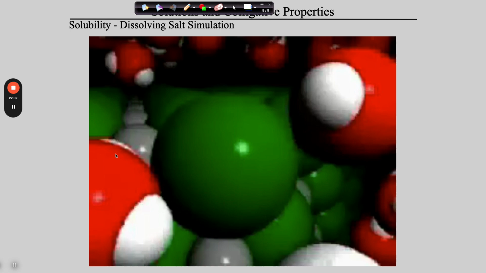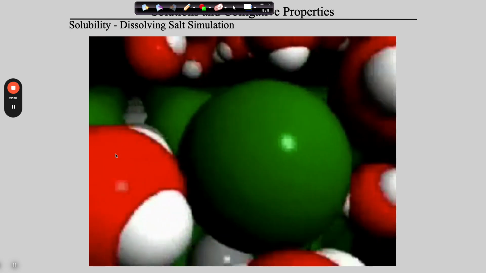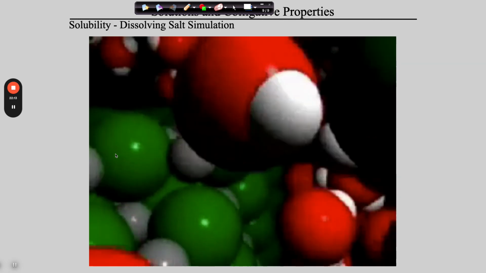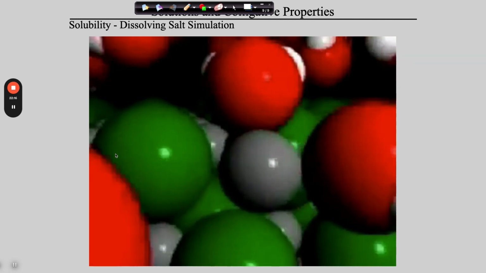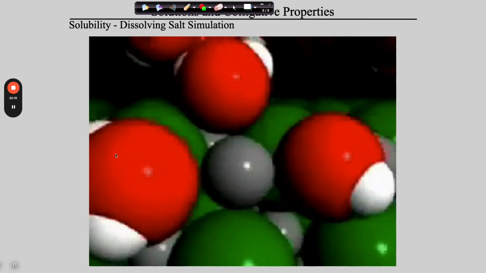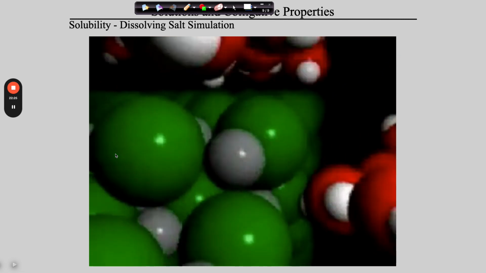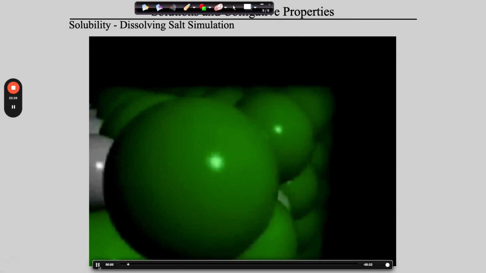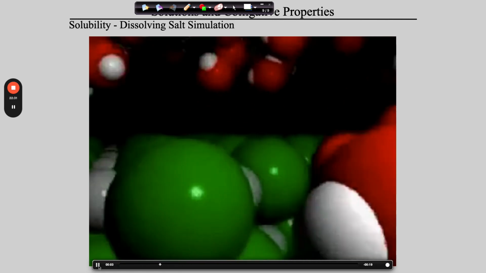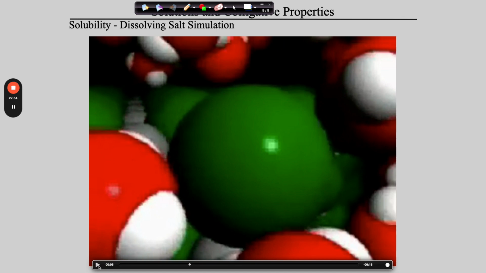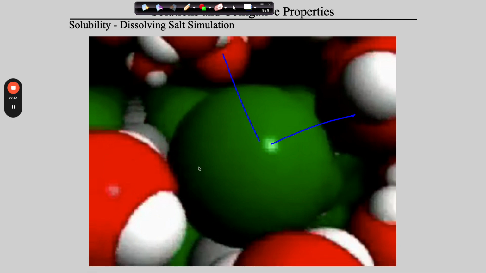So you've got the salt crystal there, the greens and grays, and these water molecules come along and they rip this salt crystal apart. They're tugging and they're pulling, and these intermolecular forces are ripping this apart, and we have this salt crystal ripped apart by the water molecules and carried off into solution. Now again, as we look at this, we need to understand that these water molecules are able to grab a hold of these ions through intermolecular forces.